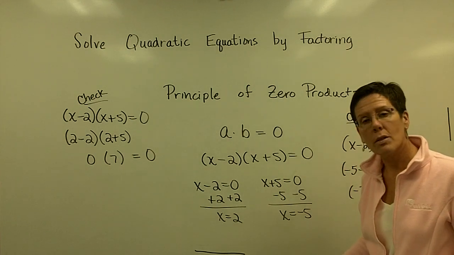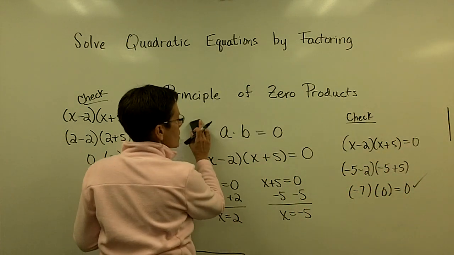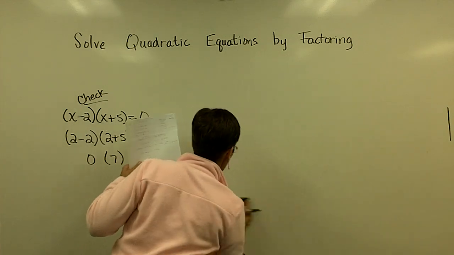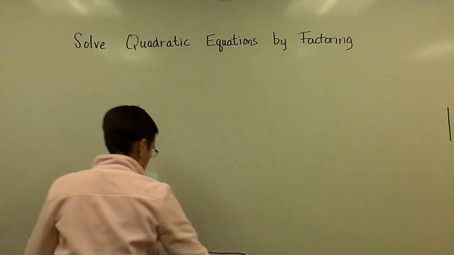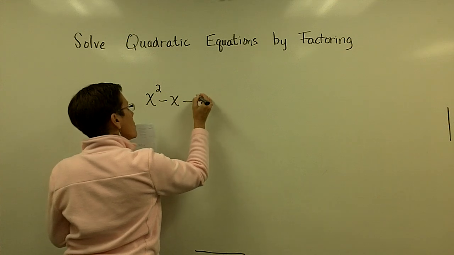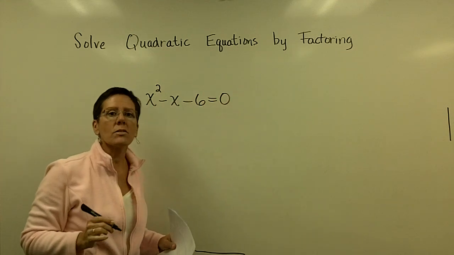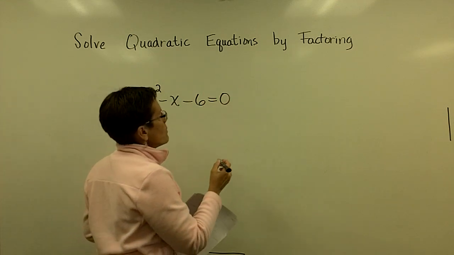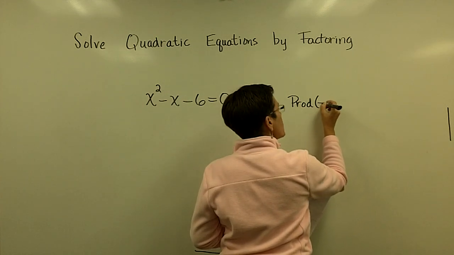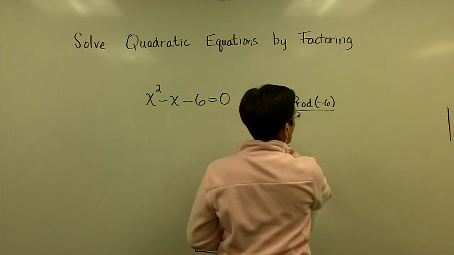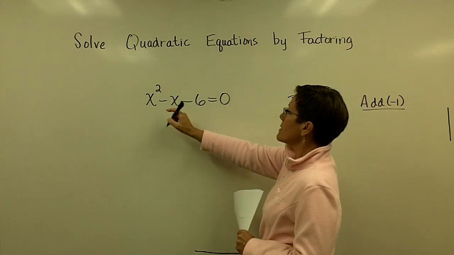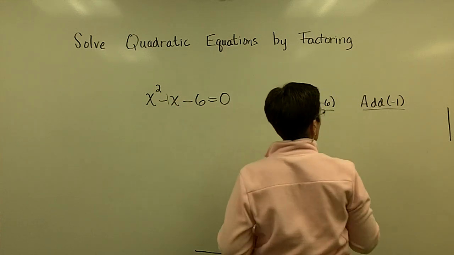Let's do a problem where it's not given to us in factored form. Let's say that I had x squared minus x minus 6 is equal to 0, and I wanted to solve that for x. What I would do is say, well, I want to factor this. So I want two numbers whose product is a negative 6, and they have to add to be the coefficient of the x term, which in this case is a negative 1.